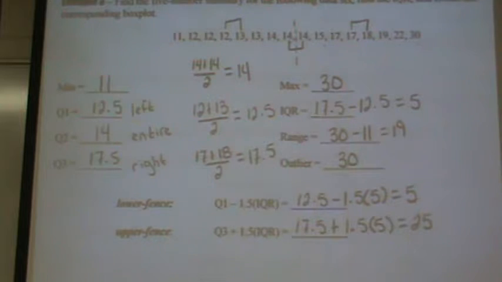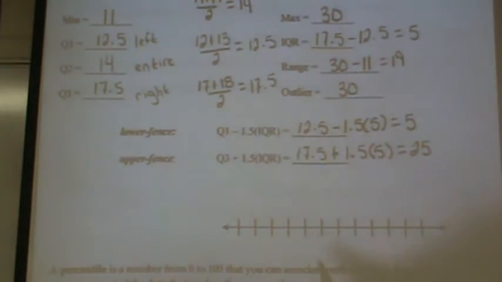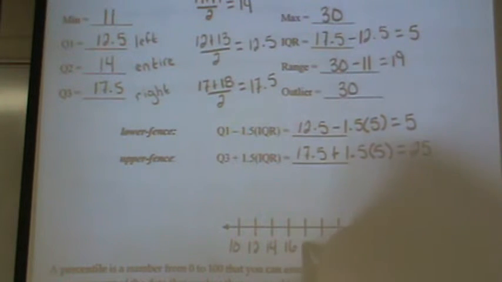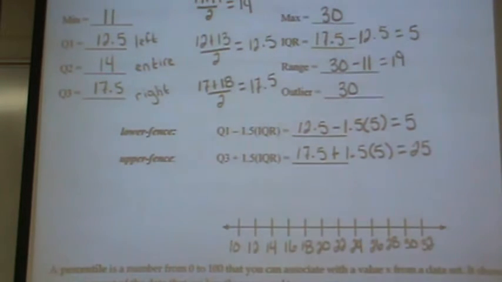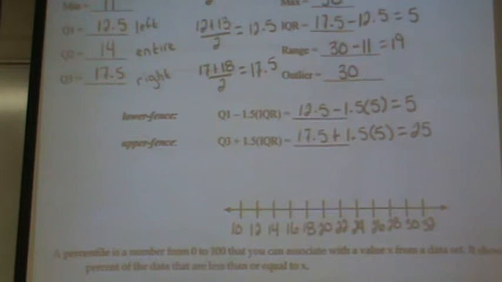Okay, so now that we have all this information, we're going to draw our box plot. And this number line is a little bit smaller than the ones I gave you on Friday, so we're going to go by twos. So we're going to have 10, 12, 14, and so on until we make sure that we get to 30. So we counted by twos for our number line this time.